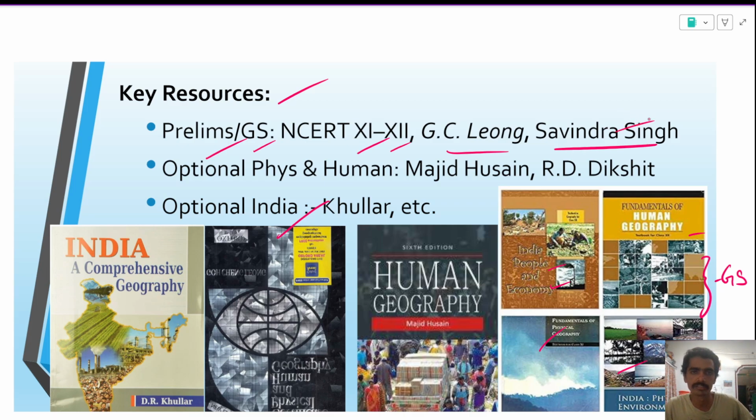Savindra Singh also. Then for the optional, physical and human geography, I recommend Majid Hussain, and R.D. Dikshit. Then for the India optional, Khullar is the best book. This is Indian Comprehensive Geography by Khullar. You can recommend it for Indian Geography also. And this is Human Geography by Khullar.